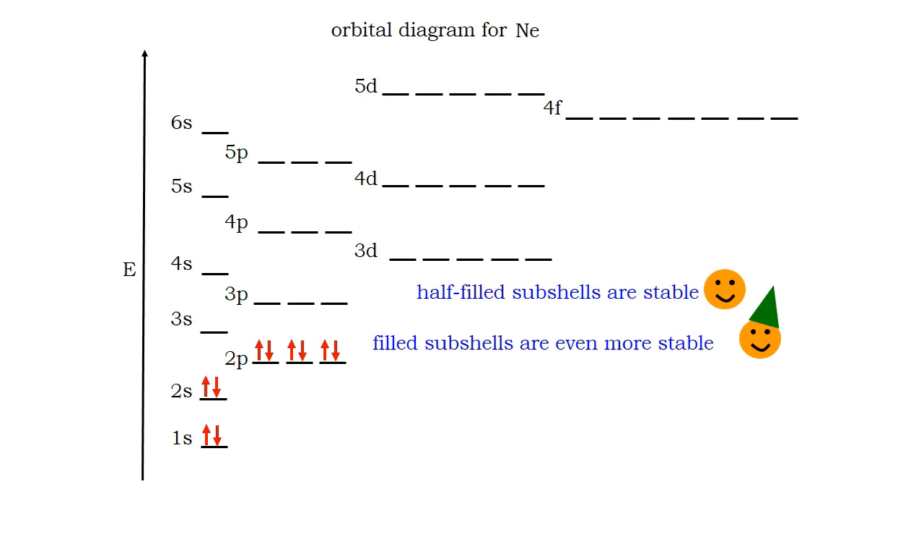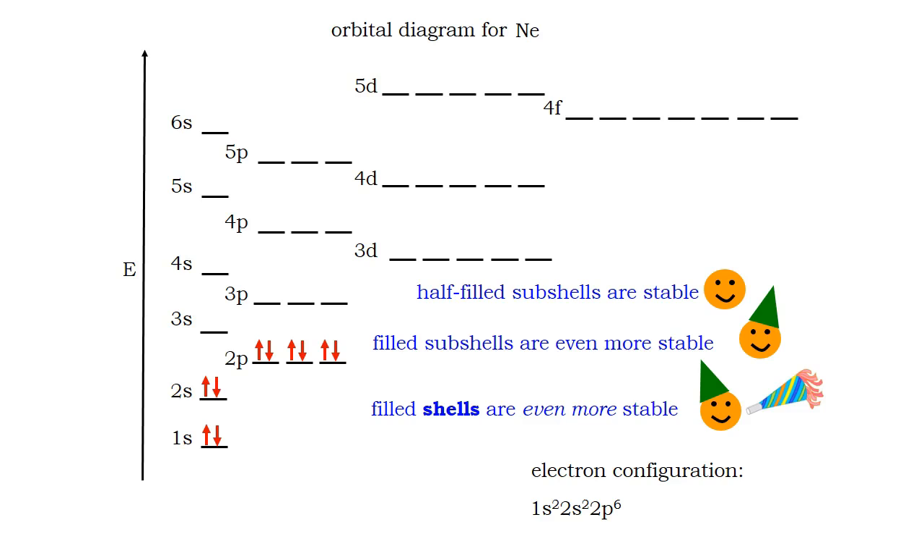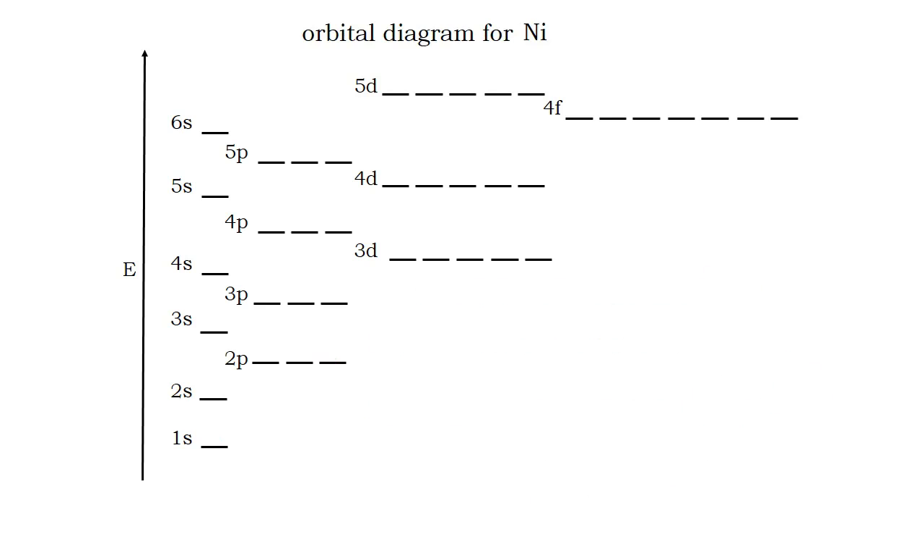Now, this is actually even more stable because this is an entire filled shell. So this is a filled second shell, and this is the most stable situation you can have. So he's got his party hat on, but he's also got his little paper party blower, right? So he's super happy. This is 1s2, 2s2, 2p6, the electron configuration for neon. Now we're going to move on.